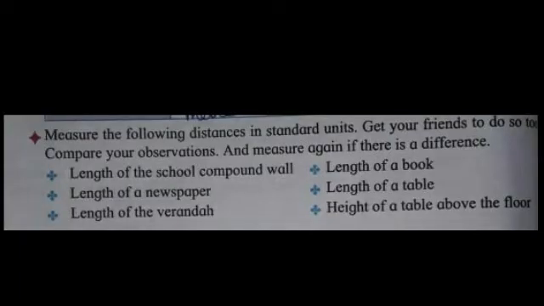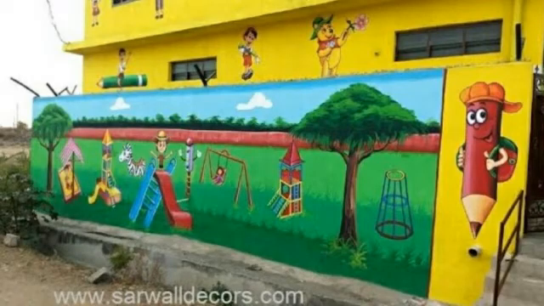Measure the following distances in standard units. Get your friends to do so too. Compare your observations and measure again if there is a difference. First, length of the school compound wall, 10 meters. Length of a book, 28 centimeters.